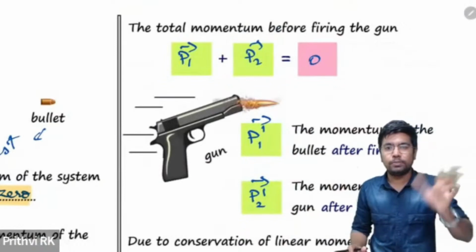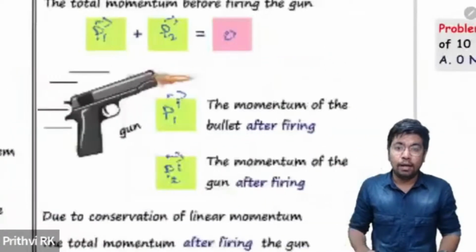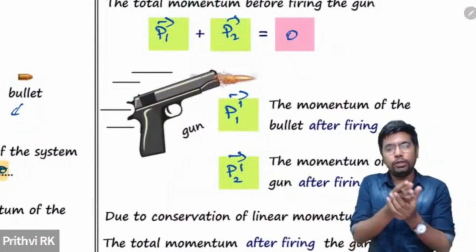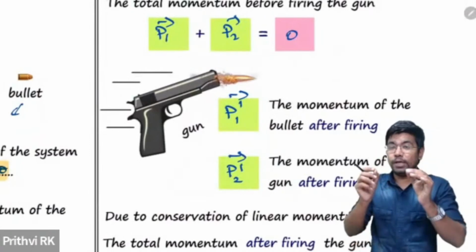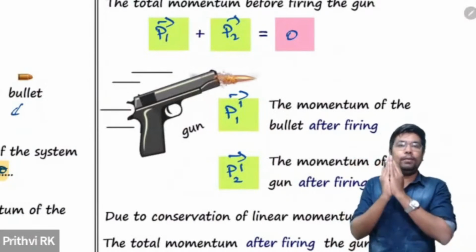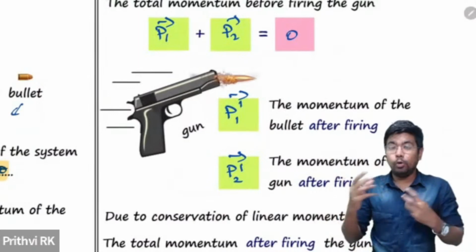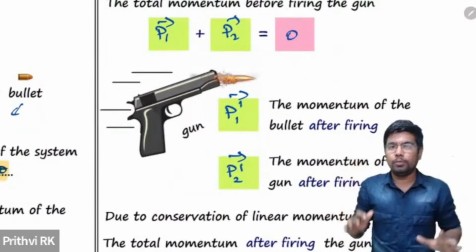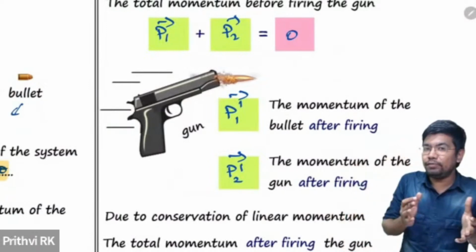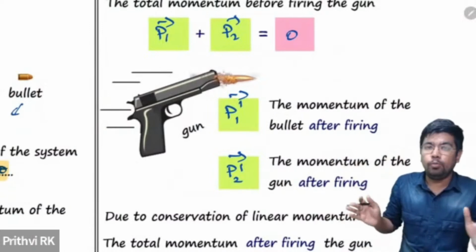p1 vector plus p2 vector will be 0, since they are already at rest. Now I'm going to fire the bullet from the gun. Due to Newton's third law, the gun will recoil backwards and the bullet will move forward, which means both these particles have gained some momentum. Initially p1 was 0, p2 was 0, but now they have momentum.